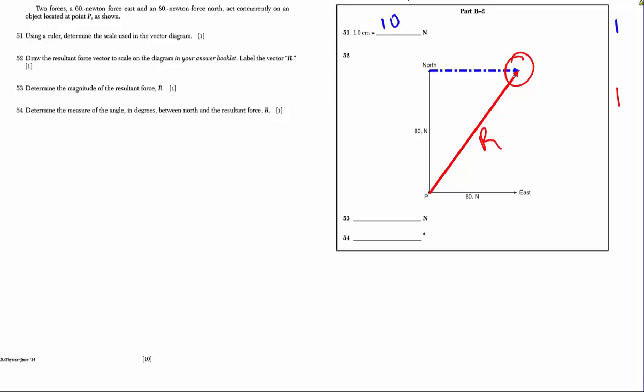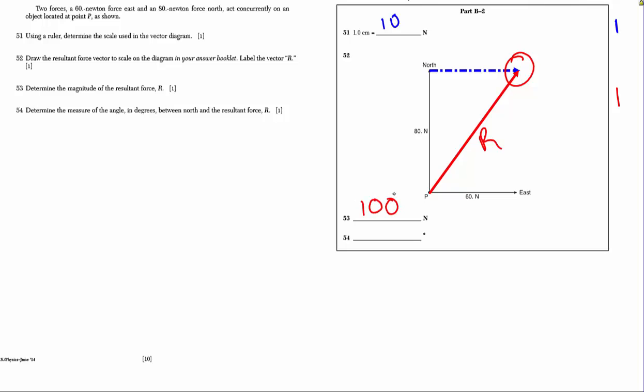For number 53, we want to determine the magnitude of this force. Well, there are two ways of doing this. The goal, I think, for this problem was to use the ruler because they gave you the scale. So that's the easiest way, is to actually take your ruler, measure how long this is in centimeters, then multiply that number by 10 because each centimeter represents 10 newtons. This particular vector ended up only being about 10 centimeters long. So it ends up being a 100 Newton force.